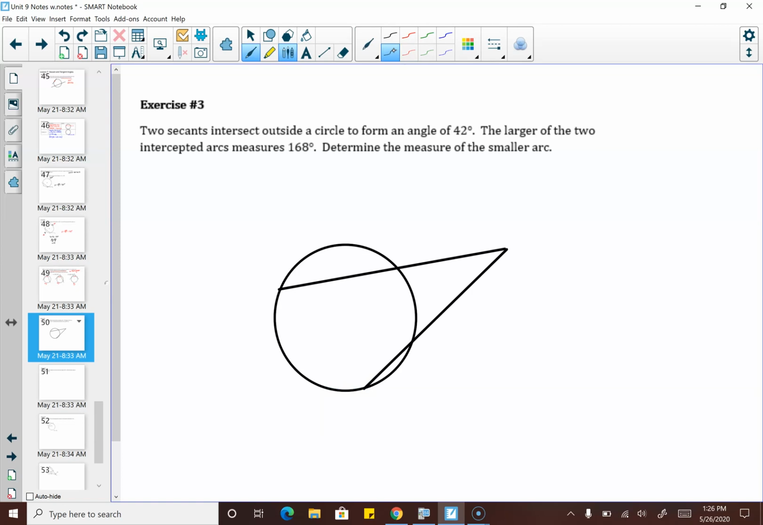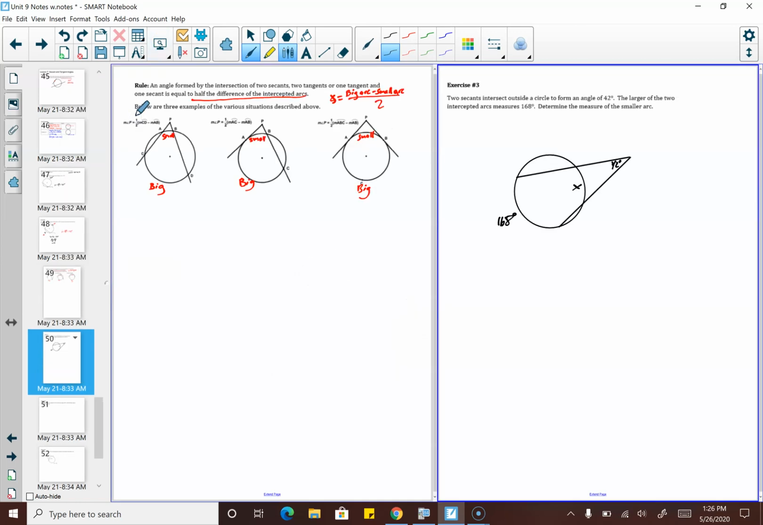All right, obviously your picture can be a little bit different. So it says the angle formed outside of the circle is 42 degrees. And the larger of the two arcs is 168. Now, obviously the larger one is always going to be the one that is further away because those secants are always going to have that same shape. It wants us to determine the smaller arc. All right, so if we look again here, I'm just going to bring it up in 2 pages so we can see the last one. Our rule was angle equals big arc minus small arc. So angle equals big arc minus small arc divided by 2.